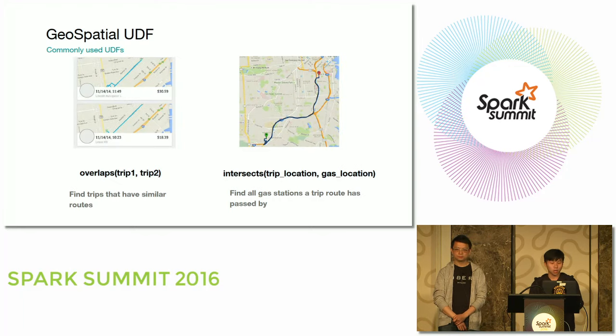The overlap API can help you to find out whether 2 objects have overlapping area. For example, you can decide whether 2 trips are similar or not. And then the intersect API can help you to find out whether 2 geometry objects have intersections. For example, you can find out all the gas stations along a trip route. You can use this UDF to build very interesting applications.